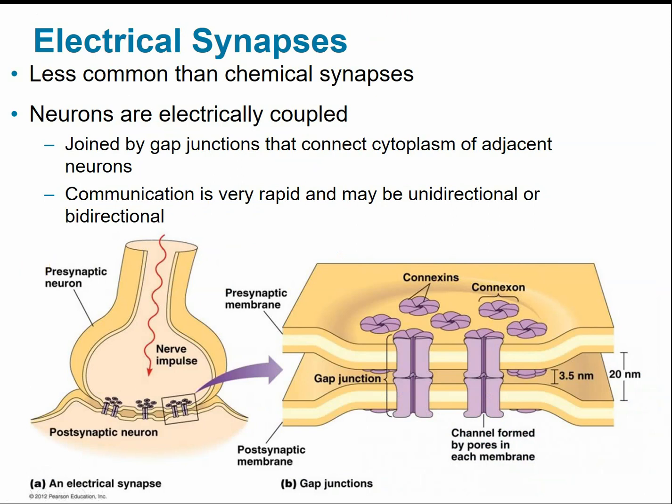Electrical synapses are a bit less common than chemical synapses. In these types of connections, the neurons are electrically coupled, so they're sharing their direct electrical signal from cell to cell. There's no conversion to a chemical signal and back to electrical. With these, communication is very rapid and usually unidirectional or bidirectional, meaning it only goes one or two directions. There's not a whole lot of detours or side tracks for these impulses.